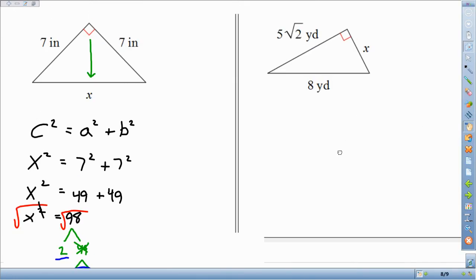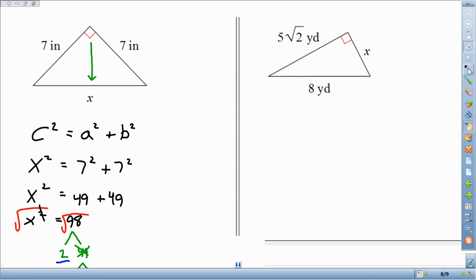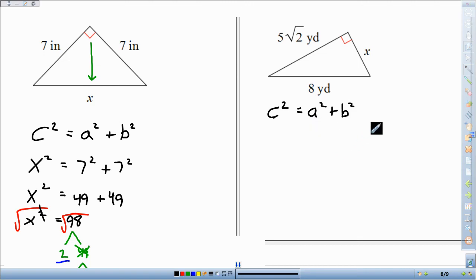Let's try this last one. Starting with the Pythagorean theorem, c squared equals a squared plus b squared. On this problem, our hypotenuse, opposite the right angle, is 8, so that's what I'm going to plug in for c. A and b are the other two sides. I'm going to make x a, and I'm going to make 5 square root of 2 b. Just remember, the whole 5 square root of 2 is being squared, so we need to put parentheses around it.